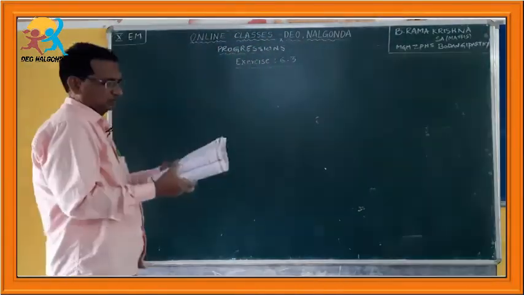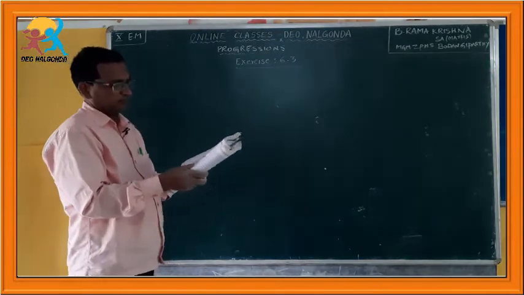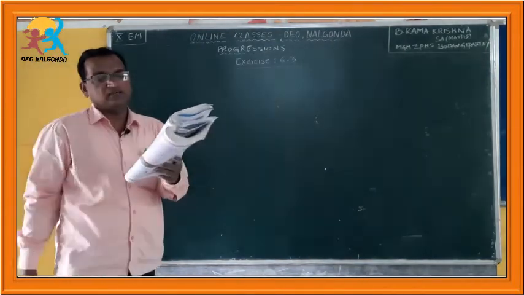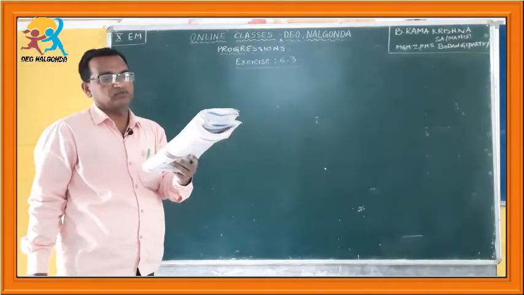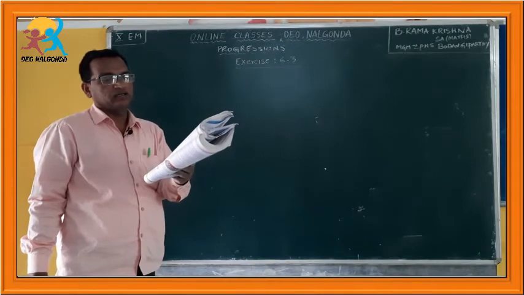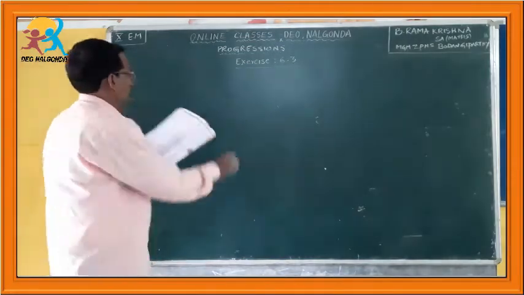Okay, here I read this fourth question for you. The first and last terms of an AP are 17 and 350 respectively. If the common difference is 9, how many terms are there and what is their sum? Fourth question.